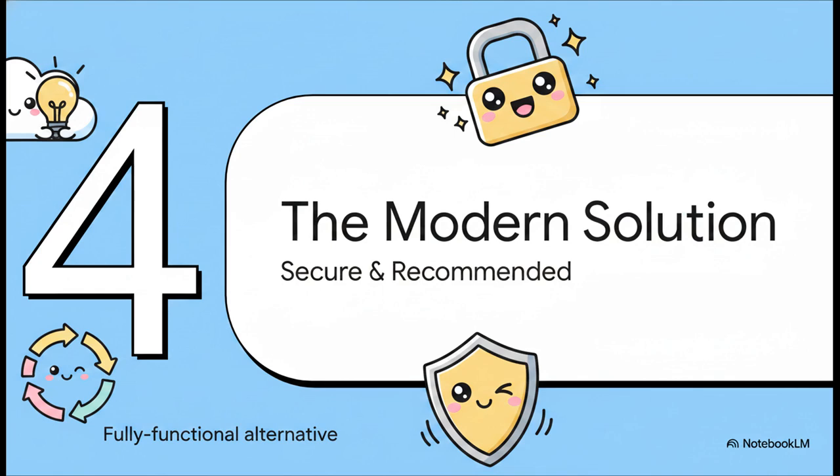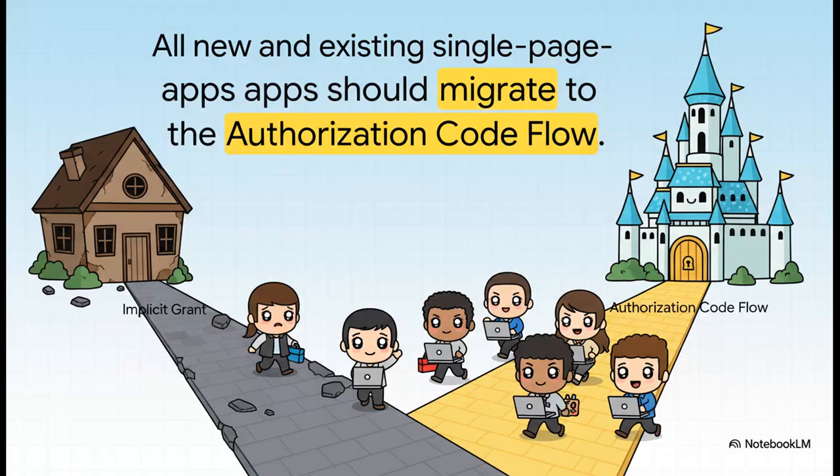So what are we supposed to do? The great news is there is a clear, secure, fully supported alternative that's recommended for every single-page app out there. Let's take a look at how to build on a much stronger foundation. And here it is, plain and simple. This is the official recommendation. The authorization code flow, especially the modern version with a feature called PKCE, was built from the ground up to fix the security problems of the implicit flow.